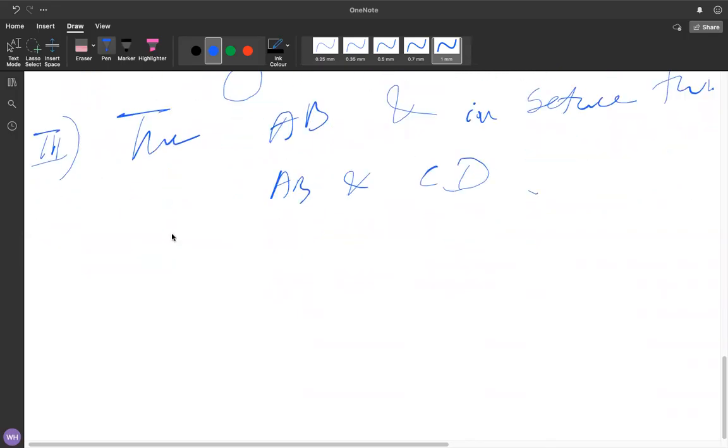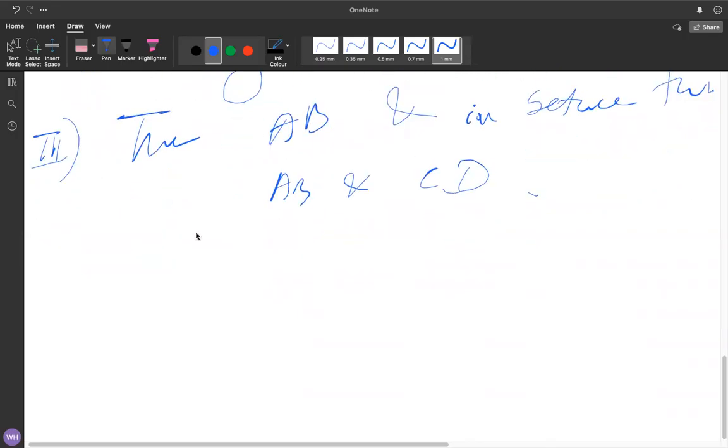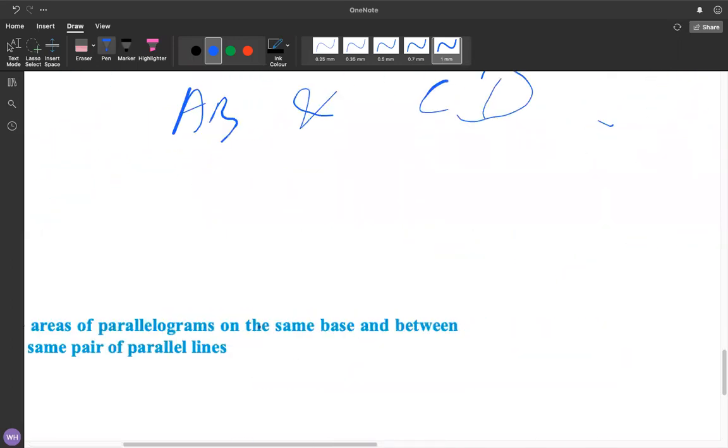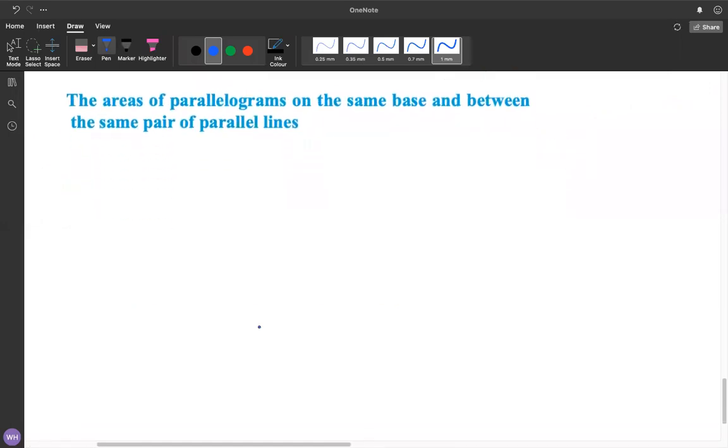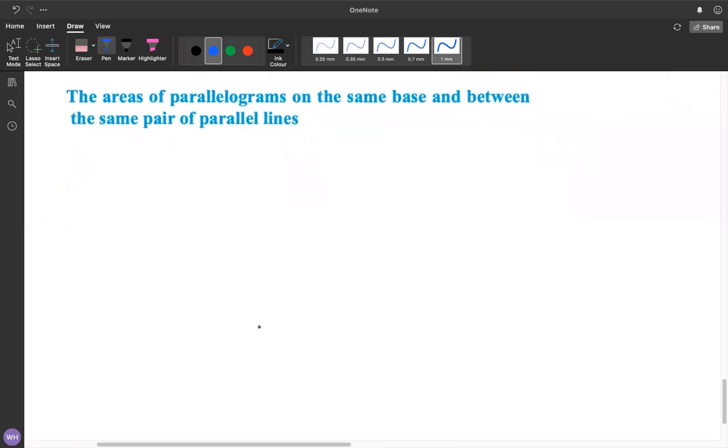All right. So let's move on to the next part. Liana, the areas of parallelograms. Yes, you may write this. I'll take it here. The areas of the parallelograms on the same base and between the same pair of parallel lines.